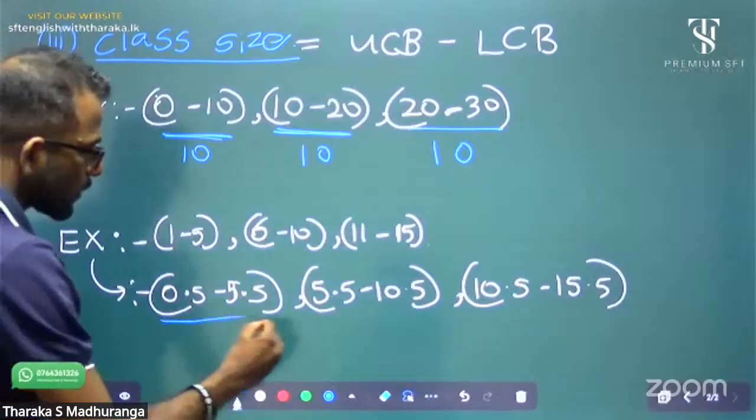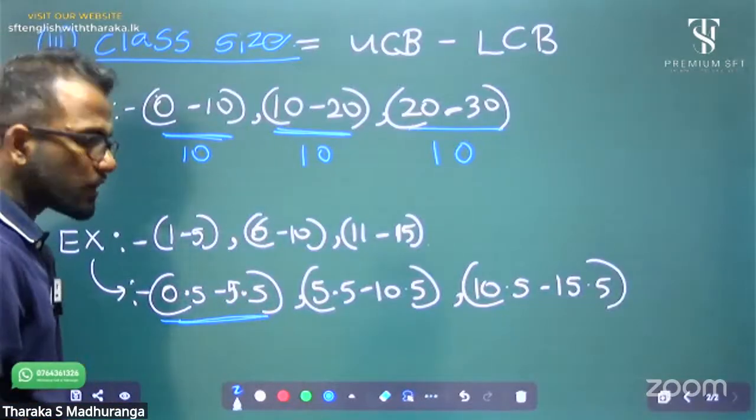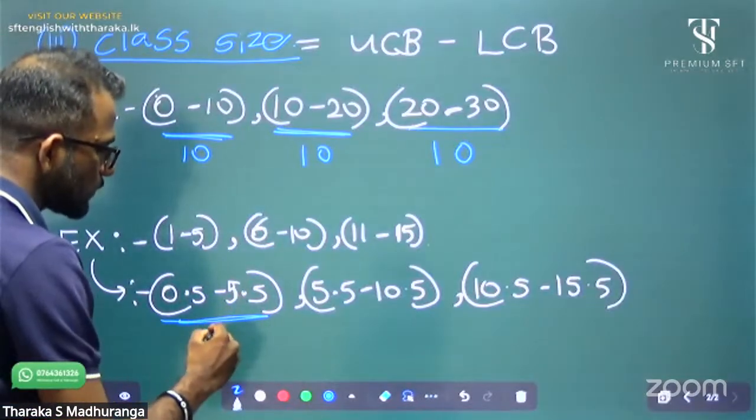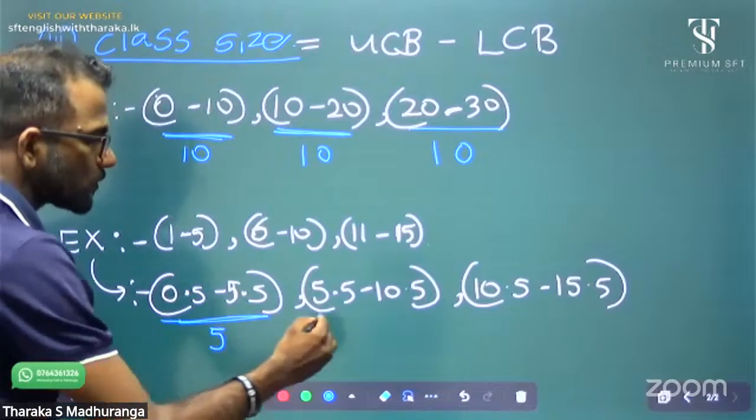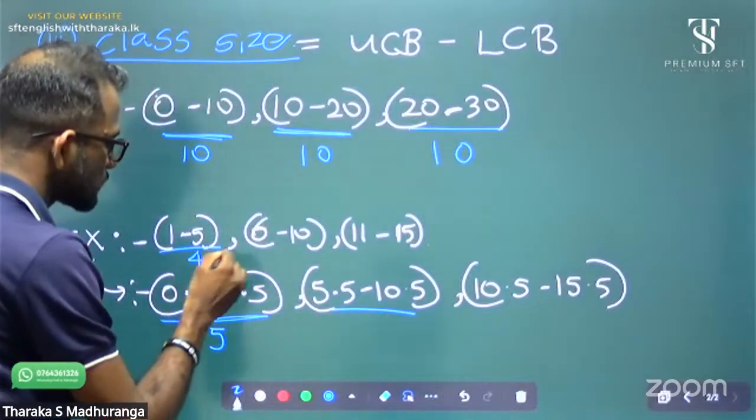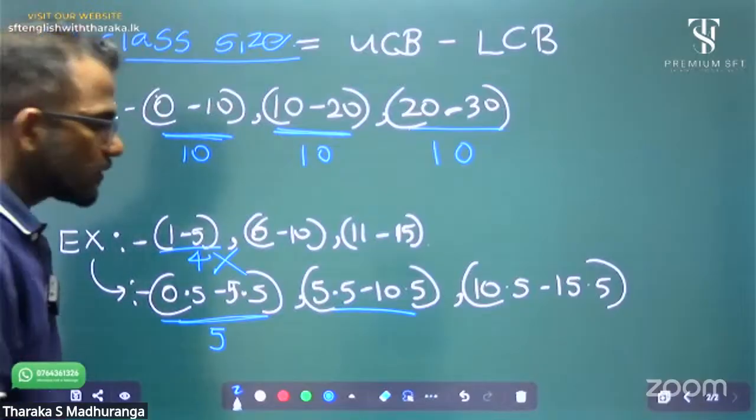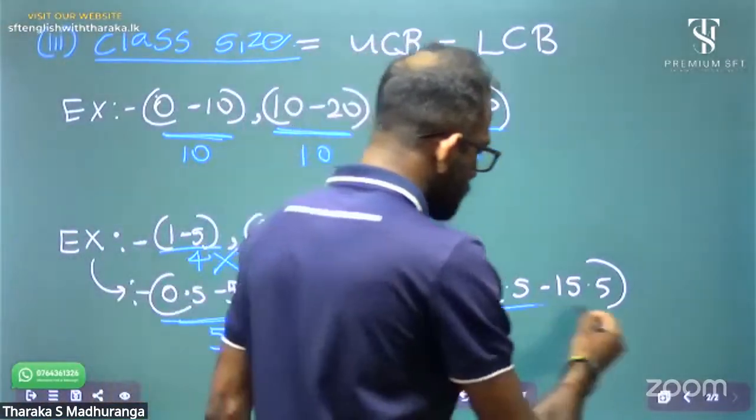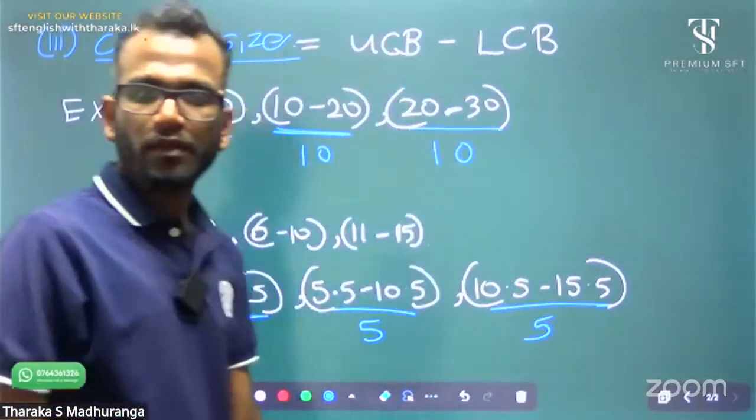Okay, now what is that? Now correct. Now class boundaries: 5.5 minus 0.5, it is 5. Earlier you said 4. It is wrong, okay? 5. Clear?